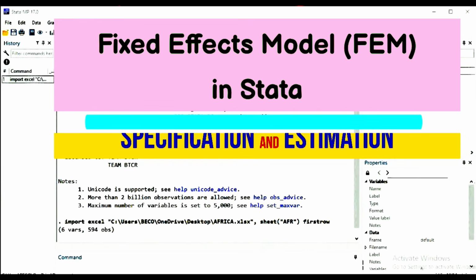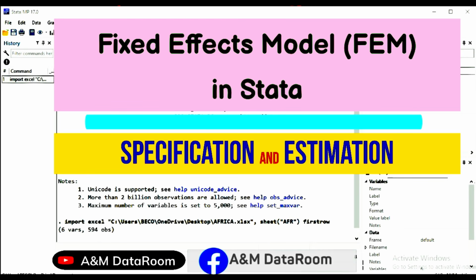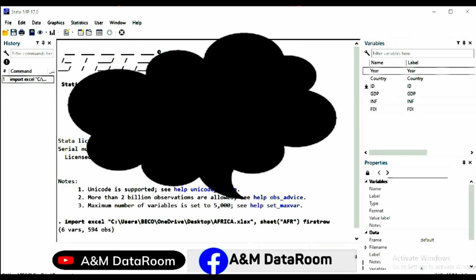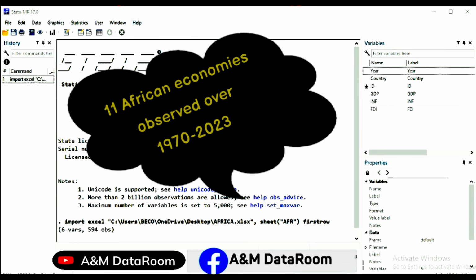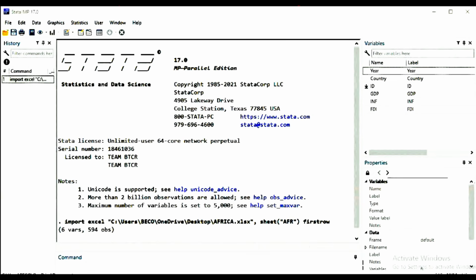Hello everybody, welcome back. Today in this video we will discuss the estimation of fixed effects panel data model using Stata. Just for practical discussion, we are using panel data sets of 11 African countries, each observed annually from 1970 to 2023. Because we observe several countries over many years, that is, each country is observed for 54 years, from 1970 to 2023.